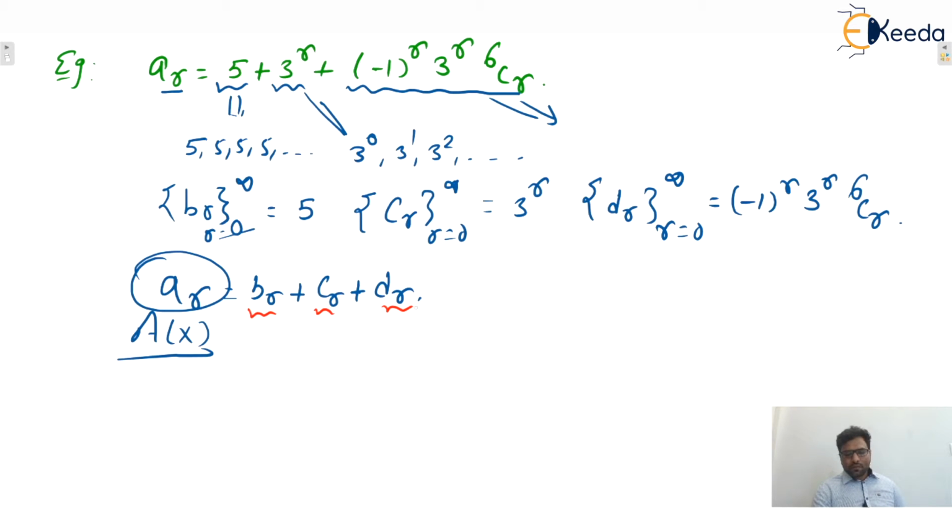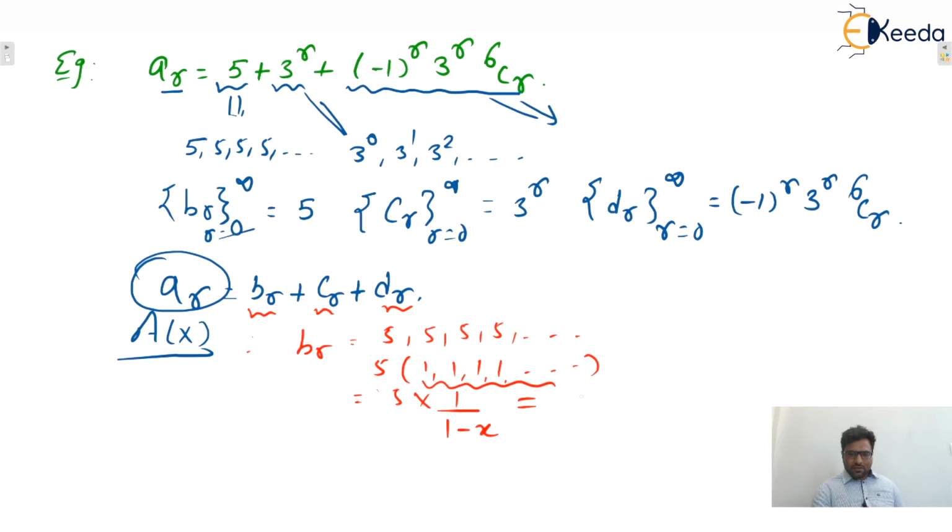Yes or no? Now if we talk about BR, BR is 5, 5, 5, 5 up to infinity. So take 5 as common: 1, 1, 1, 1, 1 up to infinity. This is the standard sequence we already discussed. The generating function is 1 upon 1 minus x. So the generating function will be 5 upon 1 minus x. Yes or no?